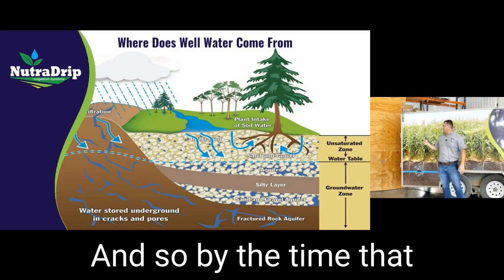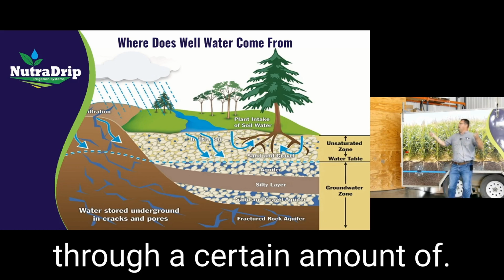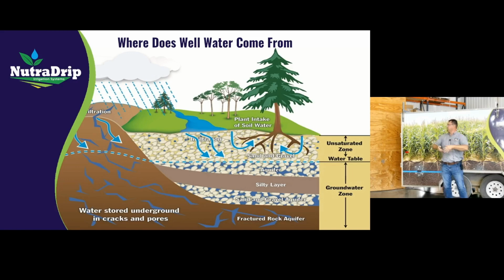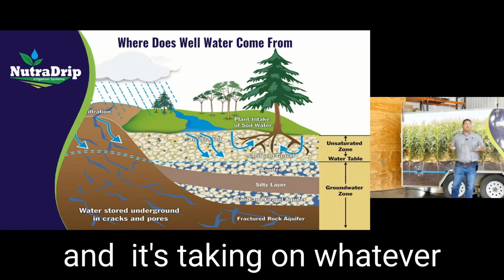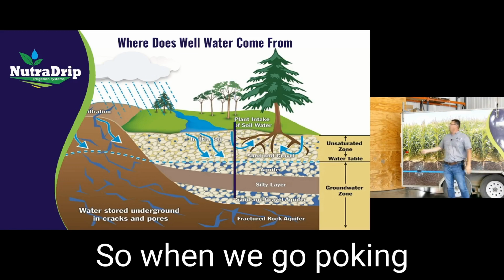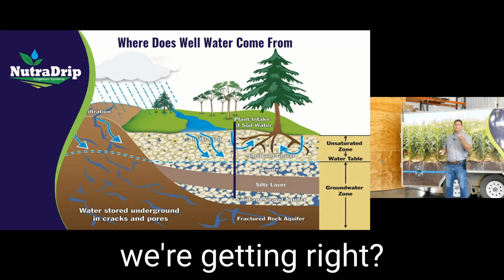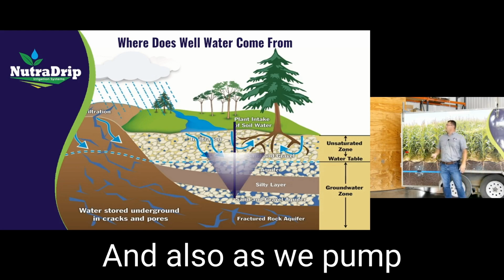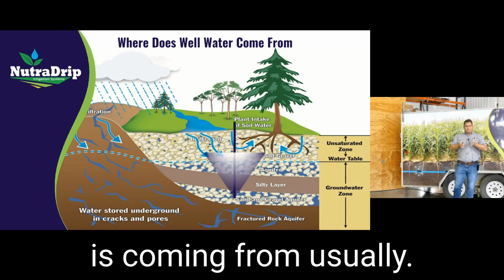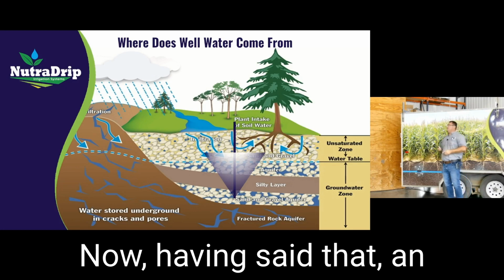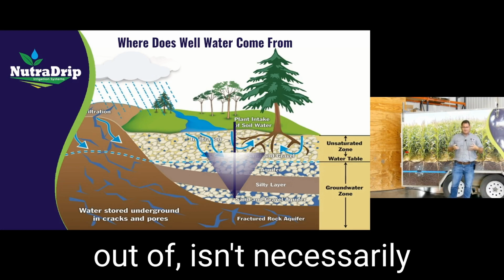And so by the time that water gets down here and settles in its home, it's gone through a certain amount of minerals and whatnot, and now it's sitting in a place and it's taking on whatever is in that environment. So when we go poking a hole down here, that's the water that we're getting, right? And also, as we pump our water, we get this cone of depression, and that's where this water is coming from usually.